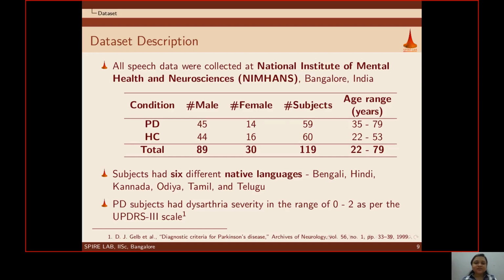Dysarthria severity of the PD subjects were assessed by 5 speech language pathologists from NIMHANS following the UPDRS-3 scale. It is basically a 5-point scale where 0 indicates normal speech and 4 means unintelligible speech. The mode of the 5 severity scores was considered as the final score. The PD subjects had the final scores in the range of 0 to 2.